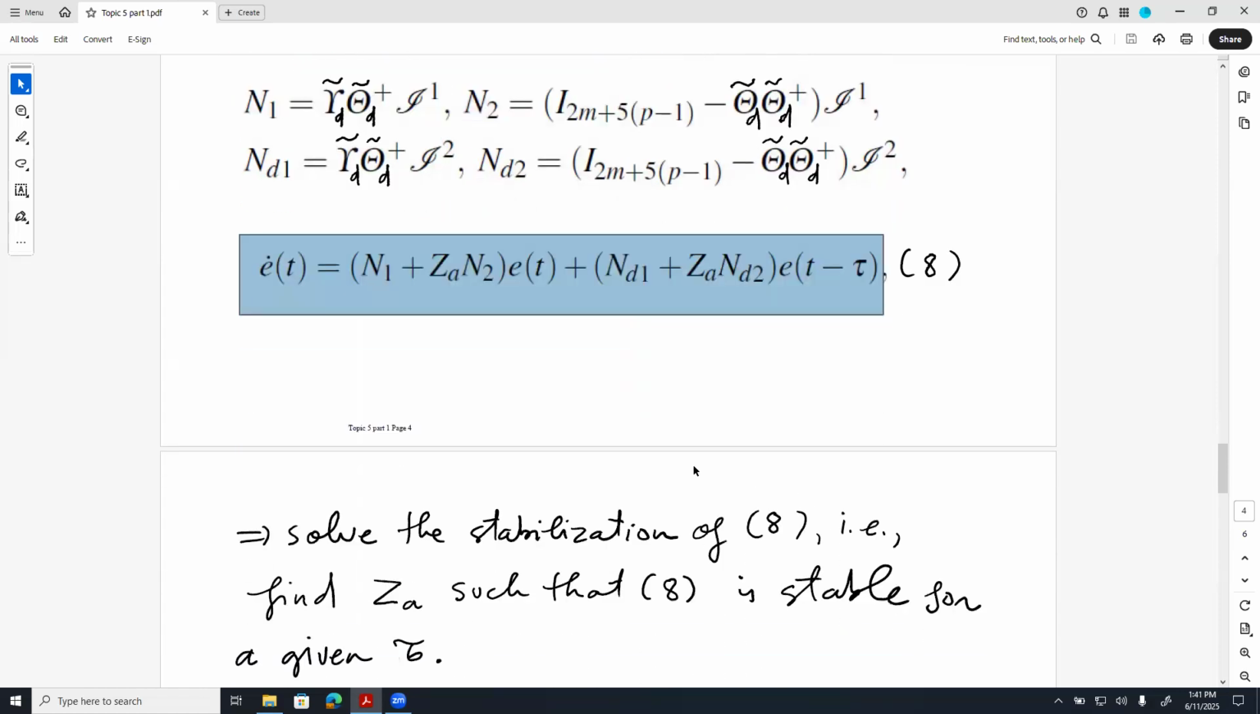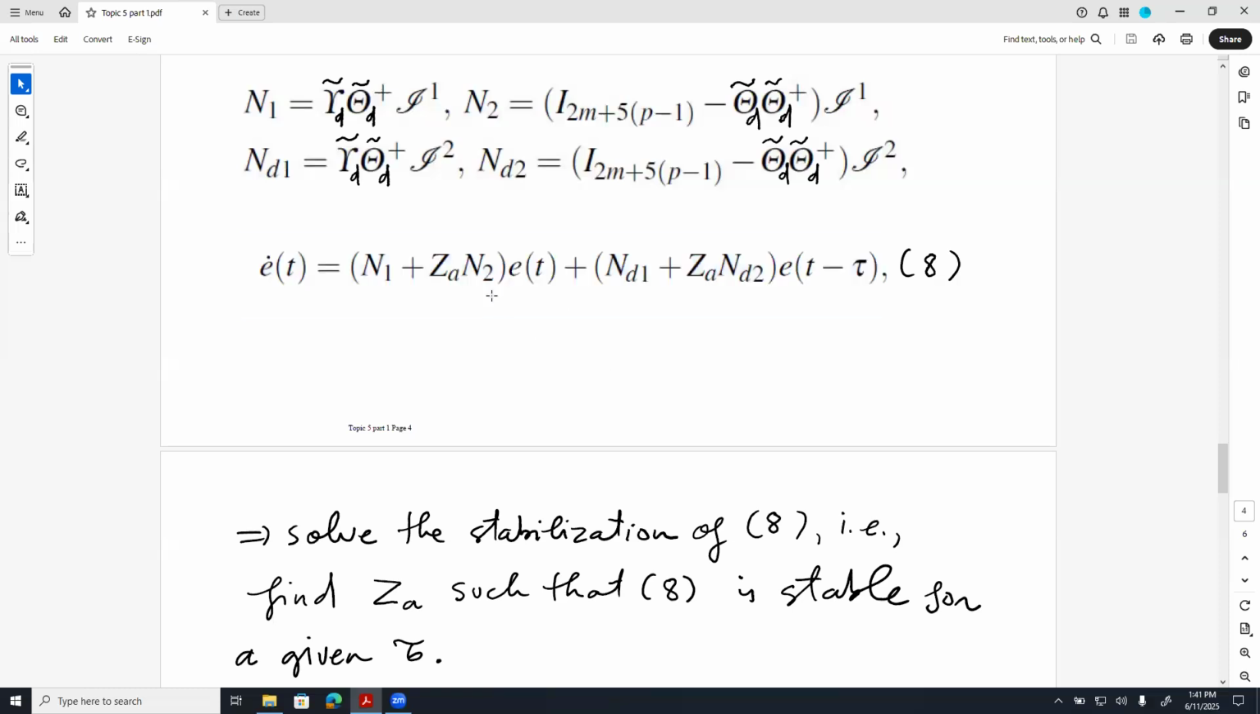We want to ensure that the error goes to 0. And in order for the error to go to 0, we basically solve for the stabilization. The LMI approach is one possible way, or there are many other possible ways. Whatever method, our objective is to ensure this error dynamic equation, this time delay system, is stable. So we search for that.